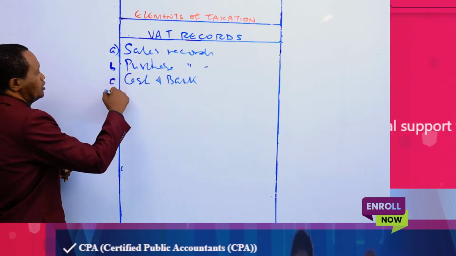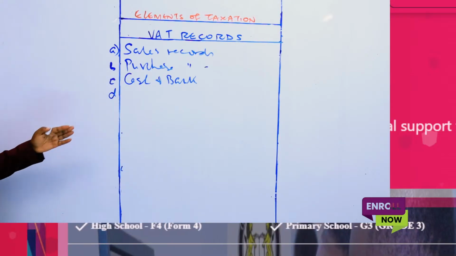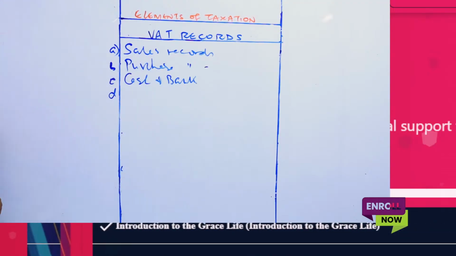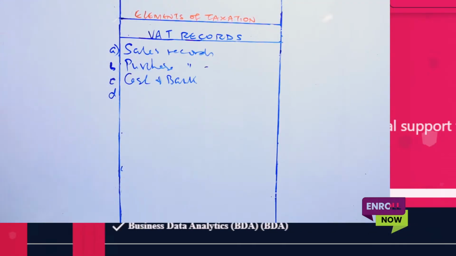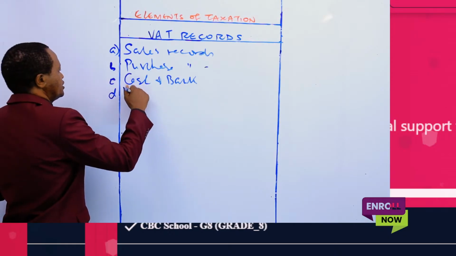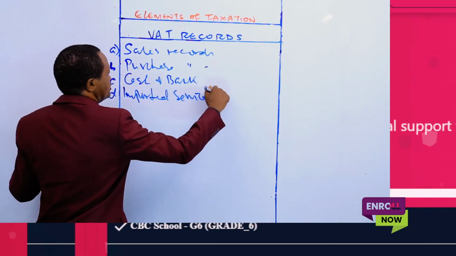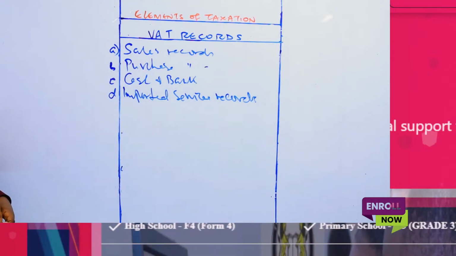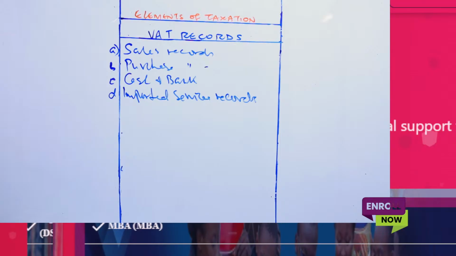The fourth category of records, we are identifying types of records for VAT purposes. Number four is imported services records. These are records for reverse charge.